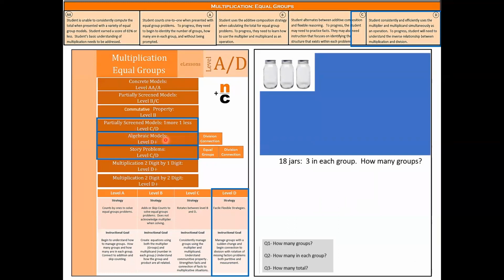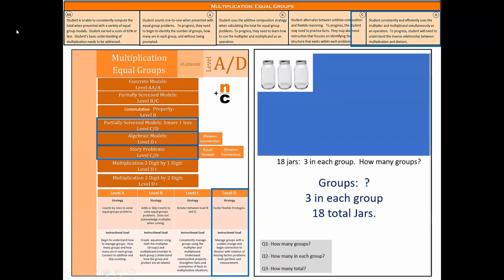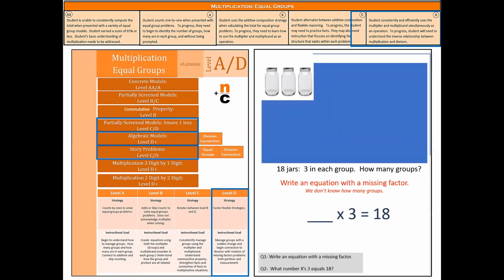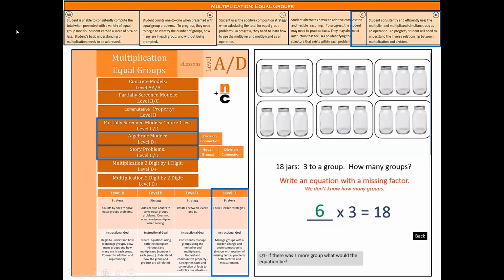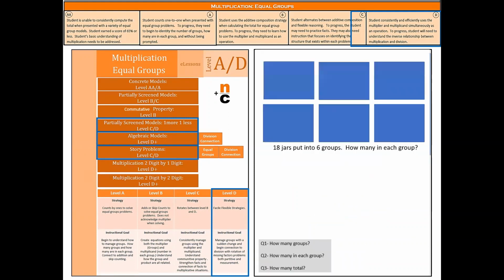This is, remember, it says D+. Now, D+ is not a tested level. It just means you've gone as far as you can with level D, and now they're ready for this division connection. So take a look at what this says. It says 18 jars, 3 in each group. How many groups? All right. Also, this is a measurement division type problem, but here's what we're going to say. Look at the prompts. How many groups? How many in each group? How many total? And so again, we don't know how many groups there are, but we know there's 3 in each group, and we know there's 18 jars. So write an equation with a missing factor. Remember, we don't know how many groups, so it's something groups of 3. And then the prompt says, what number times 3 equals 18? It'd be 6 times 3 equals 18, okay? And again, 18 jars put into 6 groups.